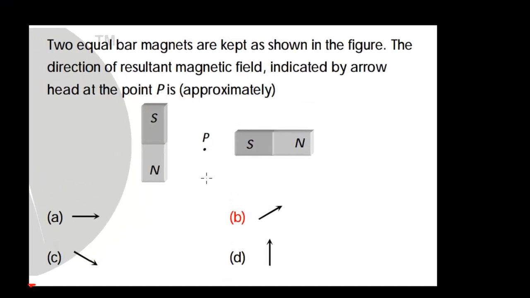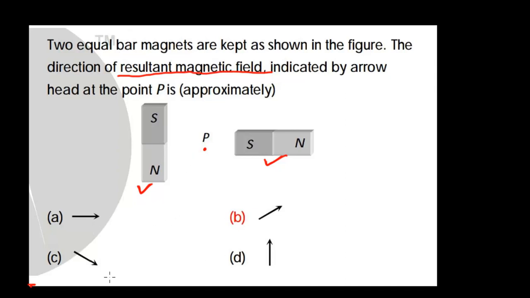In this problem we are given two bar magnets, this one and this one, and this is the point where we have to find the direction of magnetic field. Two equal bar magnets are kept as shown in the figure. The direction of resultant magnetic field, meaning the field due to this bar magnet and this bar magnet, is to be found at this point.